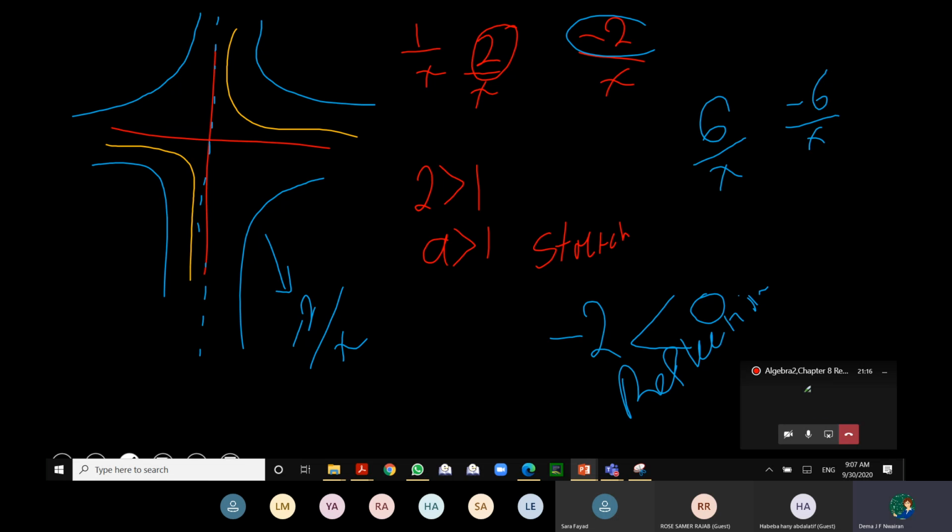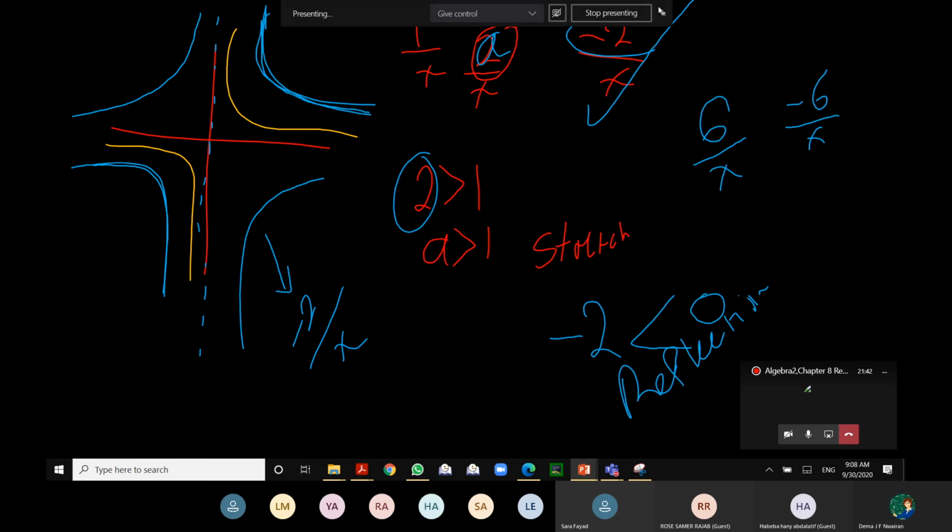So here now I have to draw 2 over x. 2 over x, where 2 is greater than 1. Because a here is greater than 1, I will make a stretch. Let's draw now the stretch line. This one and this one. Now after that, I go now to draw my function I want, which is -2 over x. Now -2, the value of it is less than 0. So I will make a reflection.